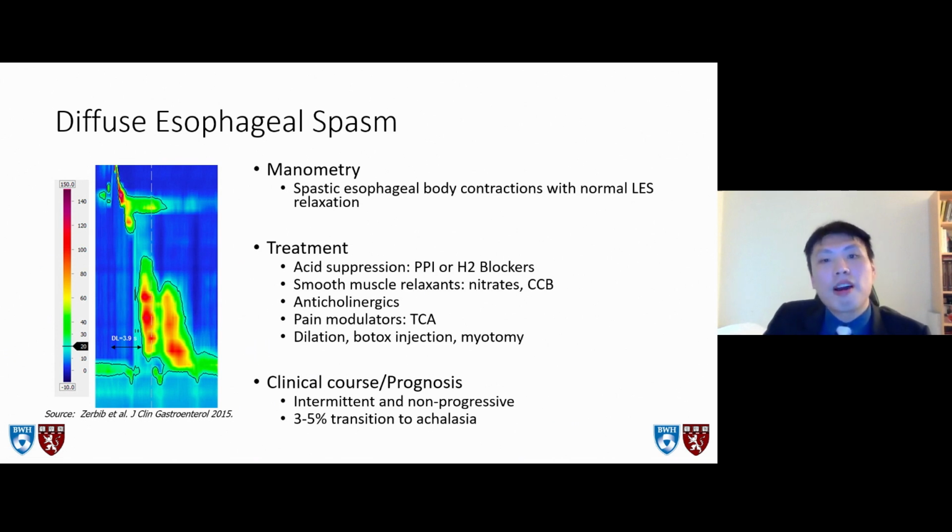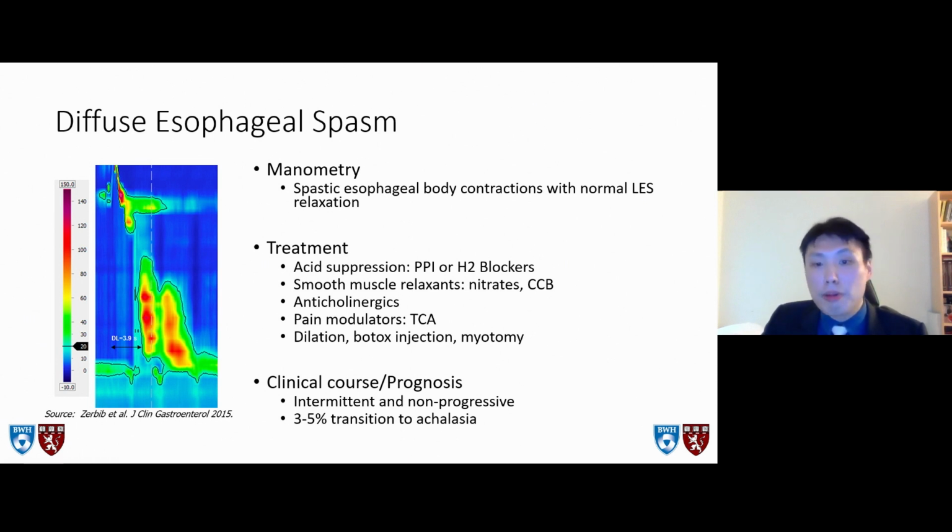The treatment generally involves the use of acid suppression because reflux can sometimes trigger these findings. But in patients who have no reflux, you can think about using smooth muscle relaxants like a calcium channel blocker, nitrates, or anticholinergics. Pain modulators may be useful in some patients, and also dilation, Botox, or myotomy in a small number of patients that don't respond to medical therapy.